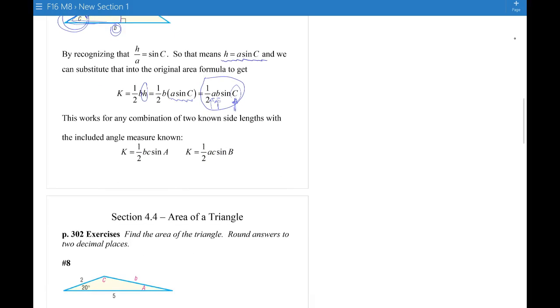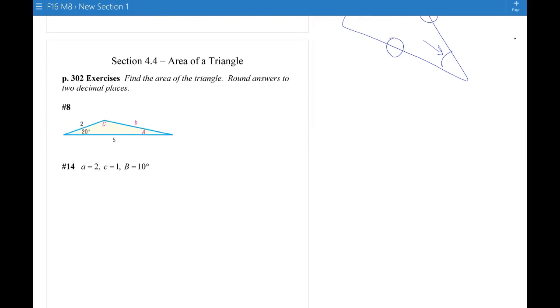So if you know side length B and side length C and angle A, you could also find the area. So you see how it really doesn't matter what you call the names of the sides and angles. It's, do you know this angle and this side length and this side length that make up the angle? That's the relationship that you're after to be able to use this formula to find the area of the triangle.